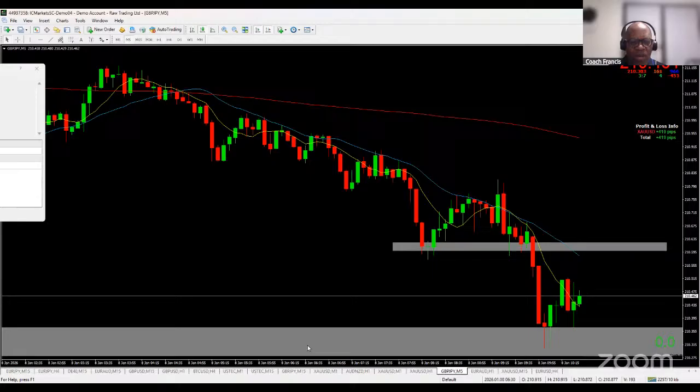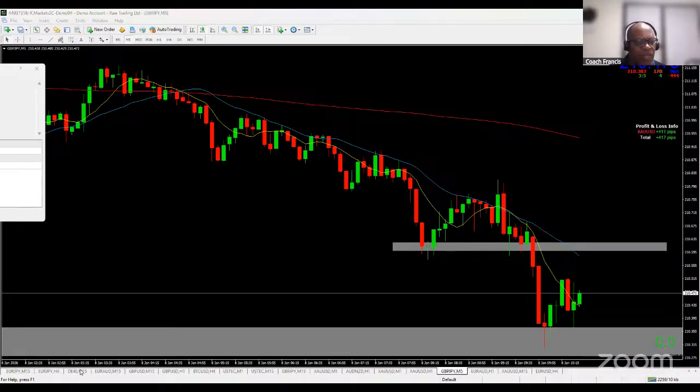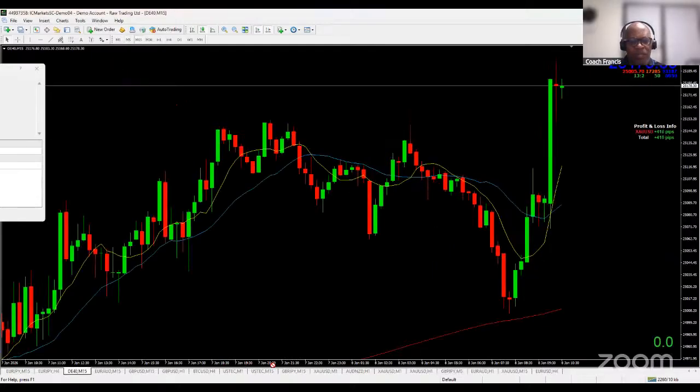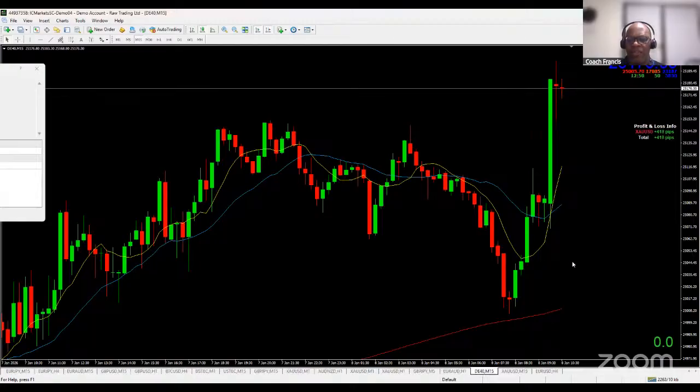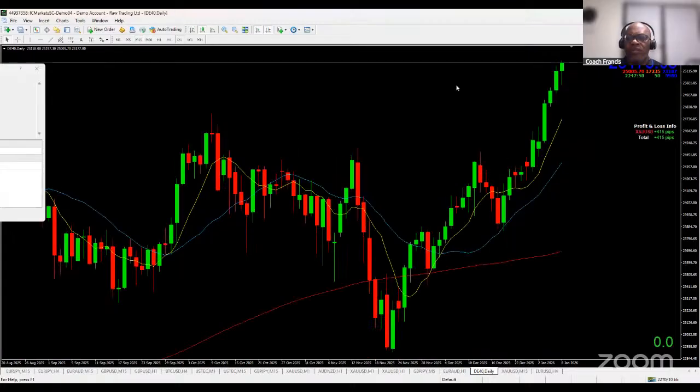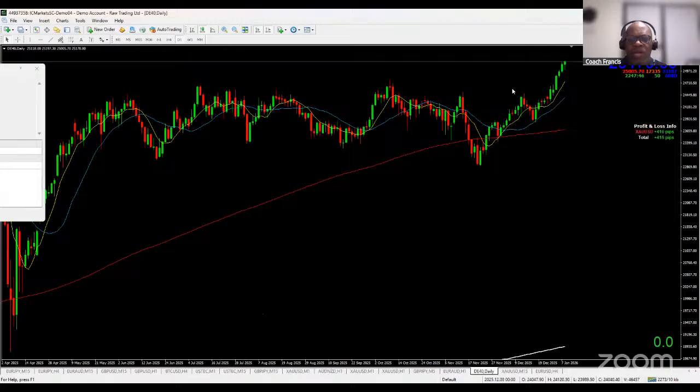Okay, so let's look at other pairs as well. The DAX. Ooh, that was a big push up there. In the DAX, this is a 15-minute time frame. This push could continue higher. So this could be one trade we might be able to get into. Wow, look at that. This is the daily. You can see it's just been going up. Crazy.